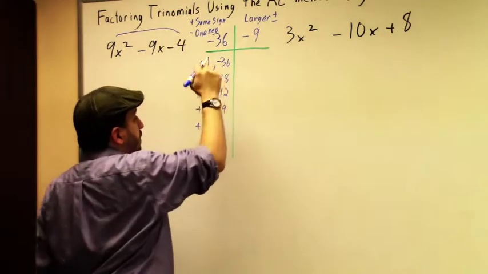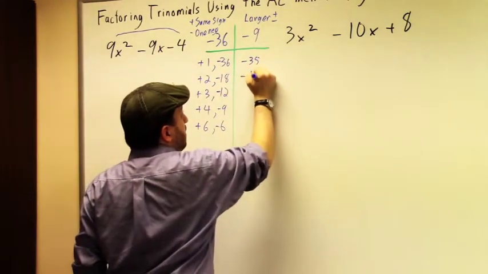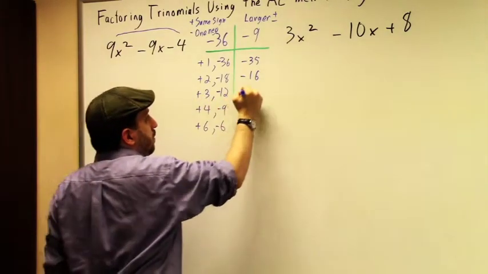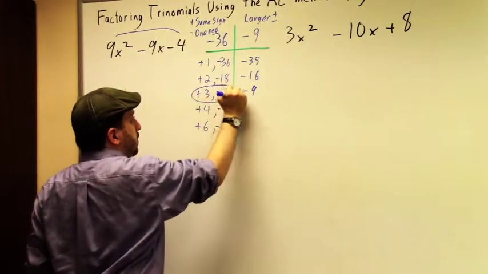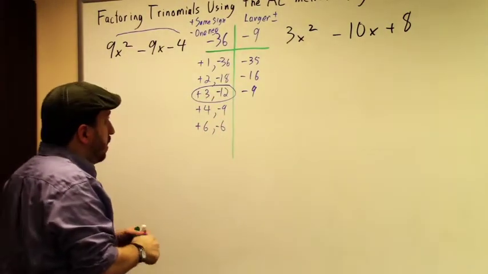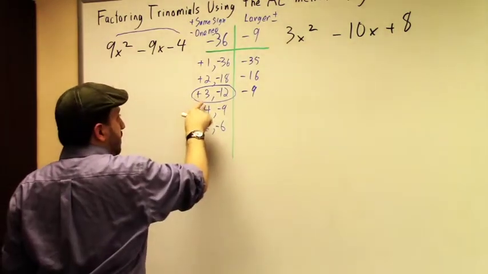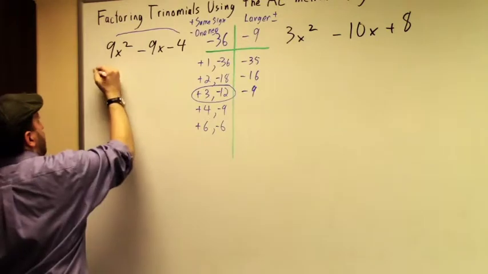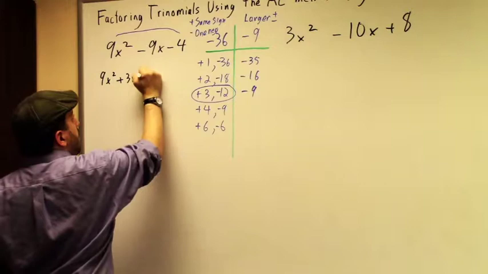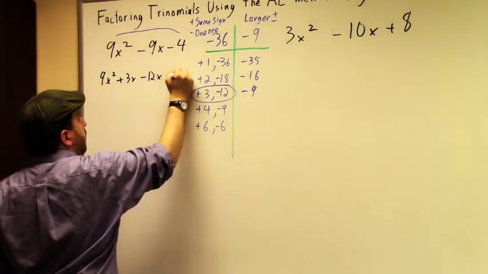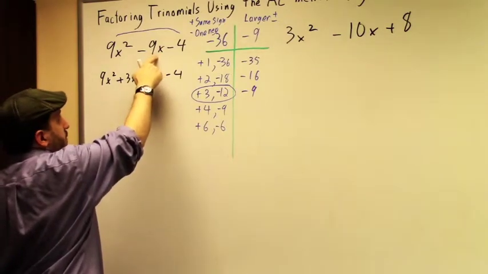So I do 1 minus 36, that gives me -35. 2 minus 18, which gives me -16. 3 minus 12, which gives me -9. That's what I want. So that's going to be the pair of factors that I use. So continuing the process, I'm going to take my middle term here and split it up into those two factors. So it's going to give me 9x squared plus 3x minus 12x minus 4. Remember, these two terms have to have the same variable as the middle term.